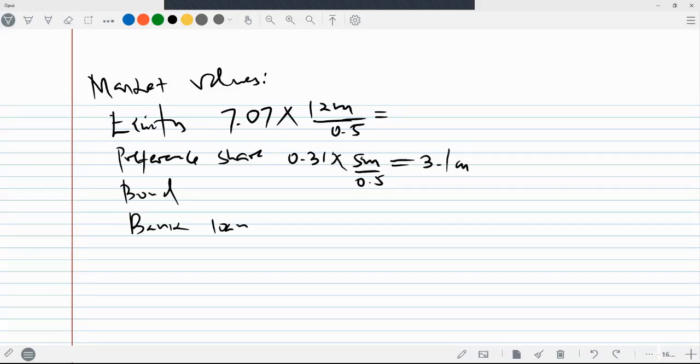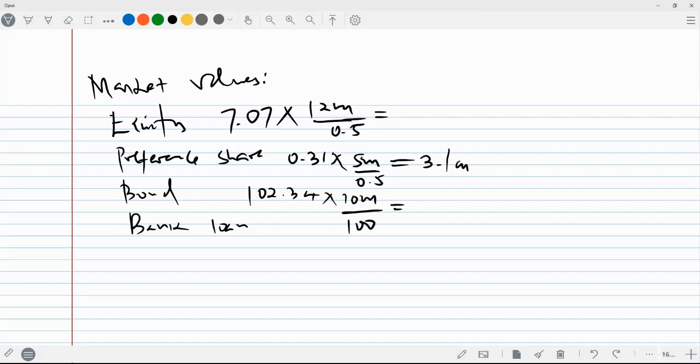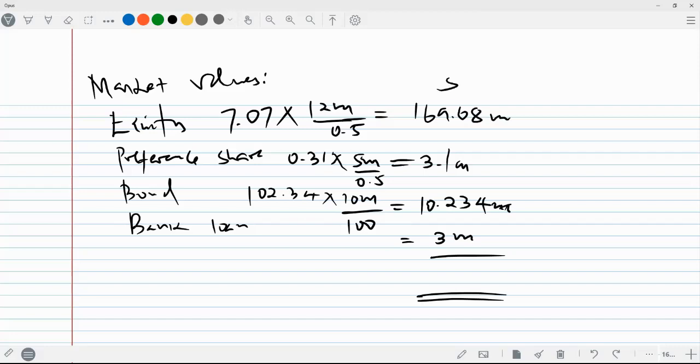The bond has a market value of 102.34 per bond. The total nominal value of this bond is 10 million. The nominal value per bond is 100. You get therefore 10.234 million. Bank loan doesn't have a market value, so we use book value, which is equal to 3 million. Market value of company equity shares, therefore, how much? That's 169.68. Total $186.0114 million. Confirm.